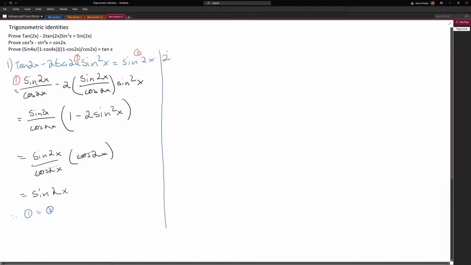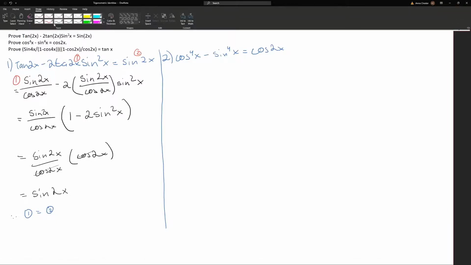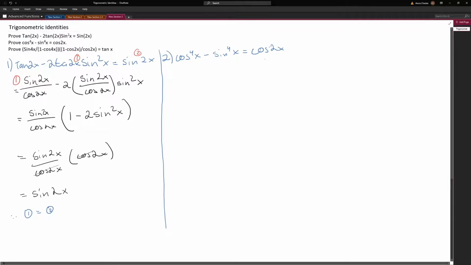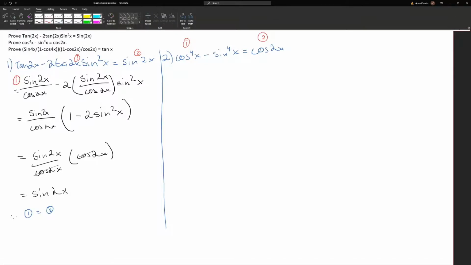Now let's go on to our second one. So what we have is cos to the power of 4 of x minus sine to the power of 4 of x is equal to cos 2x. This may seem a little bit suspicious. We have actually dealt with cos of 2x. We've derived what that is, but now we have a different value on this side. So let's see if that is true. Let's try to reduce this to that. Well, how can we do that?